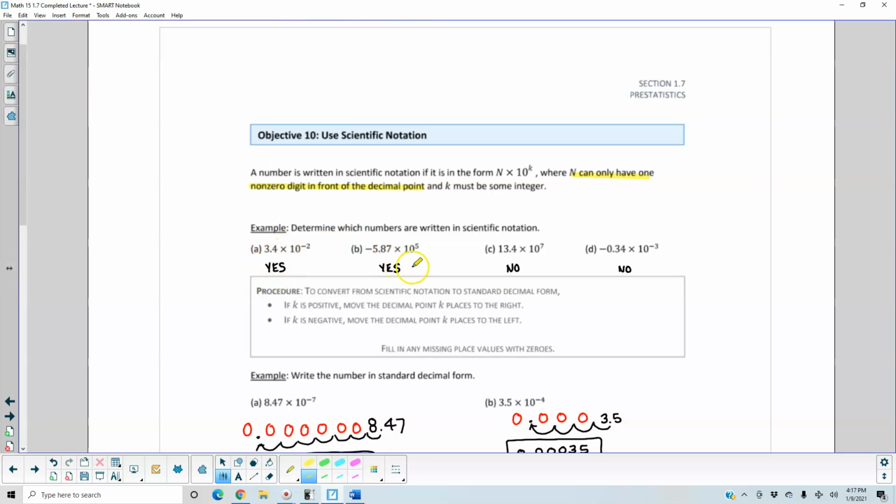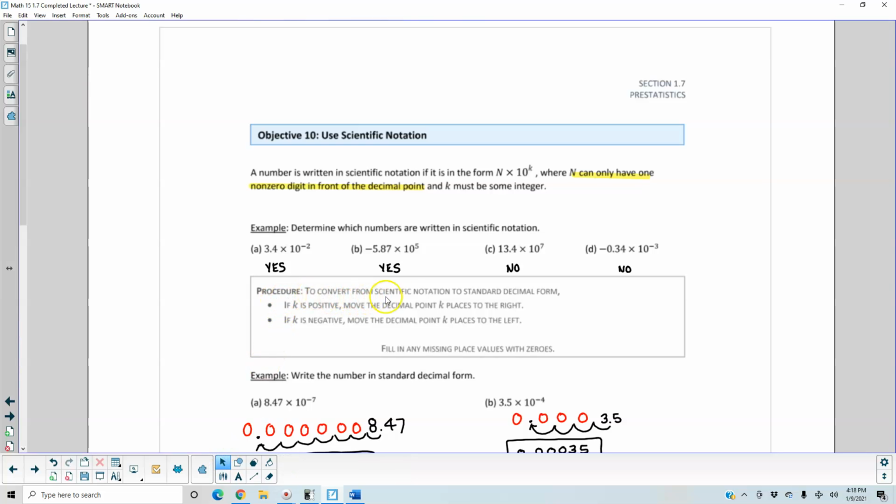If we take a look at B, we have a decimal point in between 5 and 8. So this is considered scientific notation. So negative 5.87 times 10 to the 5th. In part C, the decimal is after the 3 and it should be in between the 1 and 3. So therefore, this is not considered scientific notation. Same thing with part D. That decimal has to be in between the 3 and 4, and since it's not, this is also not in scientific notation.